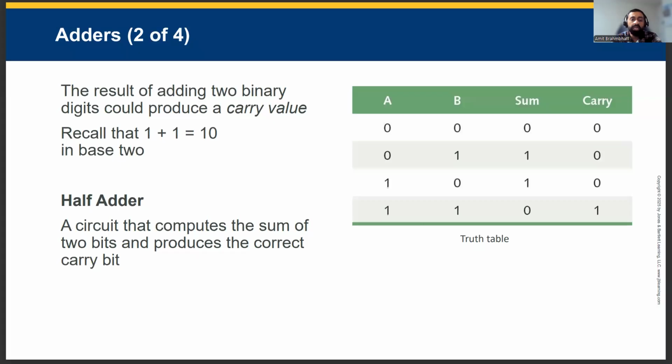A key wrinkle in binary addition is the carry. For single bits, 1 plus 1 equals 10, producing a sum of 0 and a carry of 1. A half adder computes exactly that. Given bits A and B, it outputs sum and carry. The truth table shows sum equals 1 when exactly one of A or B is 1, and carry equals 1 when both are 1.